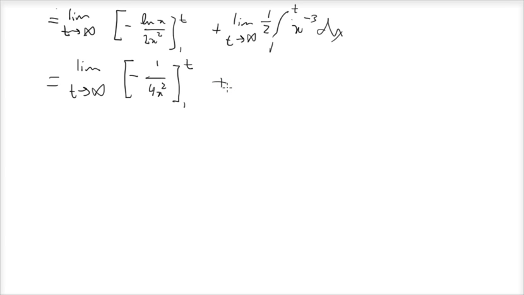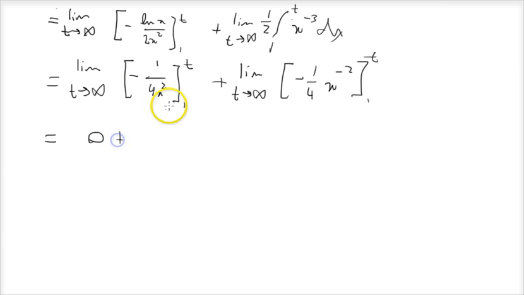Plus, we've still got the limit as t approaches infinity. We integrate this, that will become a negative 1/4 x to the negative 2, evaluated between 1 and t. And then here we can start plugging in for t. When we put t in and that becomes an infinity, that'll be a 0. Minus and a minus is a plus.